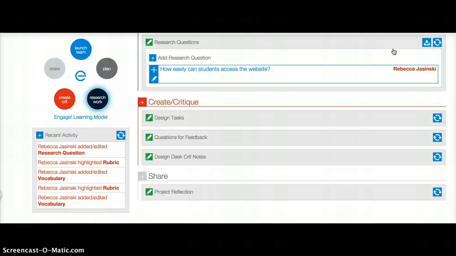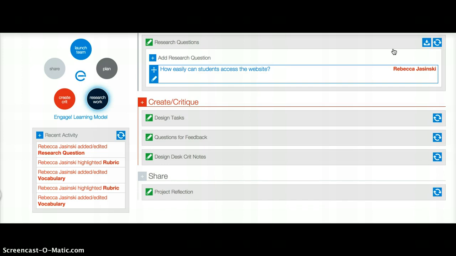Maybe think about what are its advantages in the classroom for the students, or does each student have to have an account to log in? Is it just an open forum? Things like that. You need to think of all those things as you're going through your research questions.